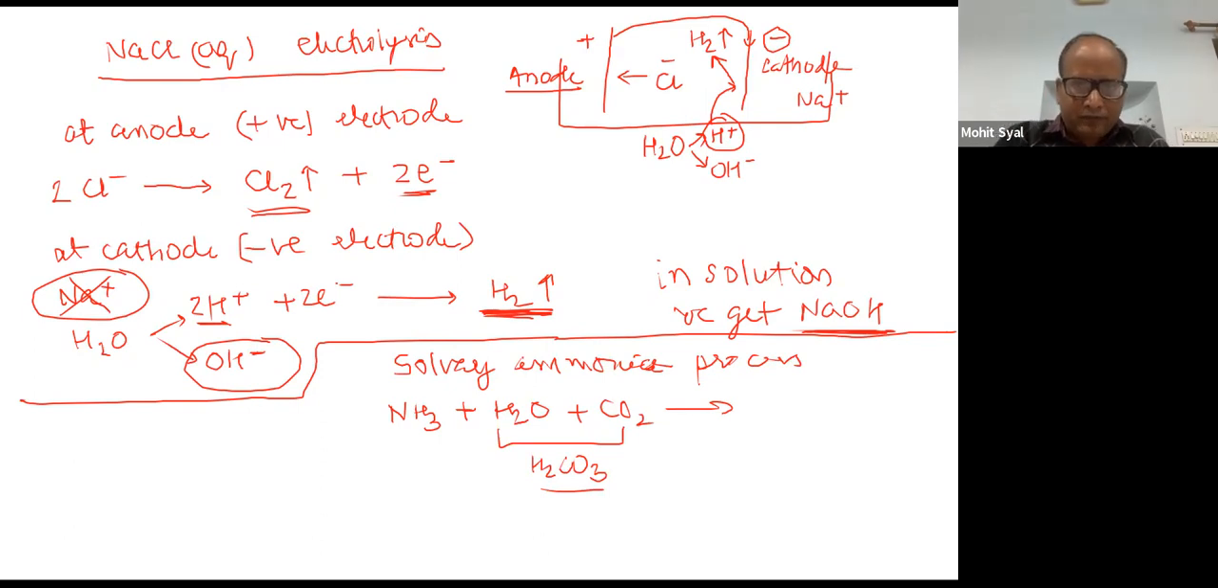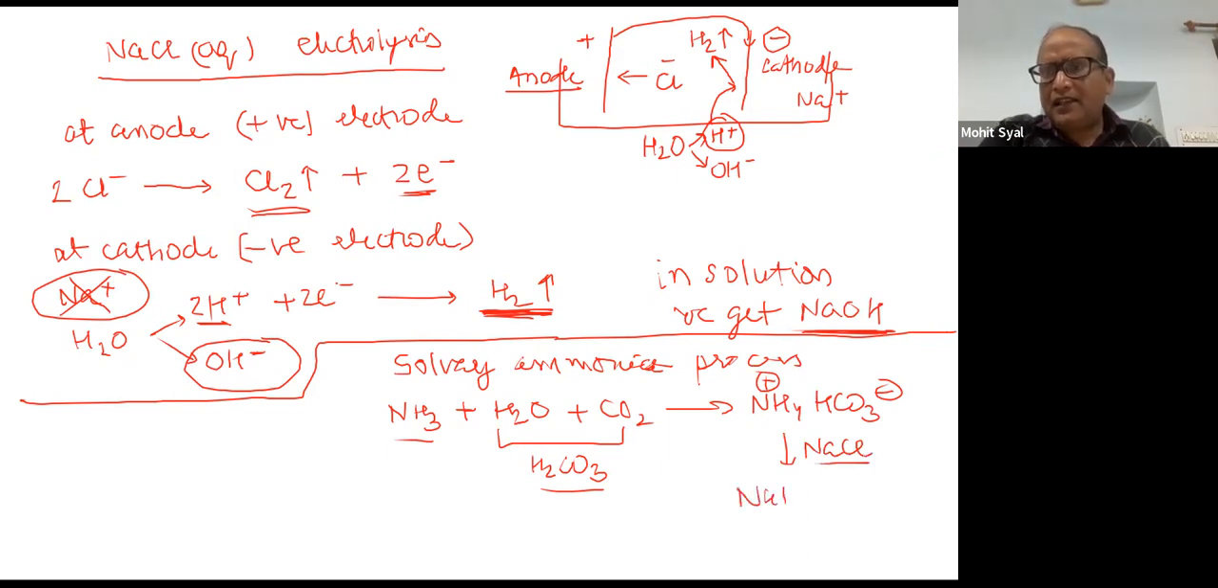Ammonia is a base. If it is a base, acid and base will react. They will form a salt. You will have NH4 plus and HCO3 minus, right? So this is ammonium bicarbonate. And when you put NaCl into ammonium bicarbonate, NaCl is common salt, you get NaHCO3, that is sodium bicarbonate. That's how you get sodium bicarbonate.